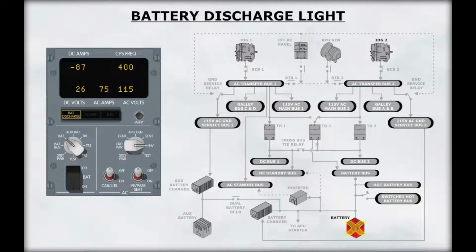Three annunciator lights provide additional information as to the status of the electrical system. The battery discharge light illuminates when an excessive battery discharge has been detected with the battery switch on. This light is normally illuminated when starting the APU using the battery.